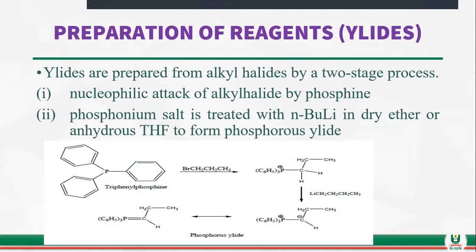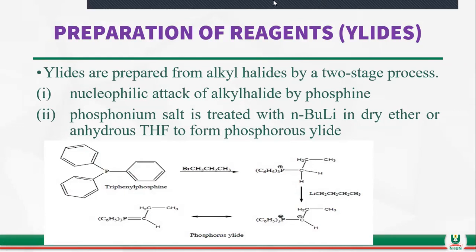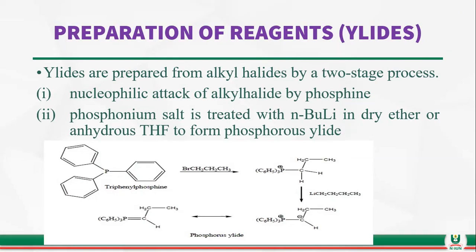Preparation of the ylides. That is the Wittig reagents that will be used in Wittig reaction. Ylides are prepared from alkyl halide in a two-stage mechanism. The first one is the nucleophilic attack on the alkyl halide by the phosphine. And the second one is that the phosphonium salt formed is treated with n-butyl lithium in either dry ether or anhydrous tetrahydrofuran to form our phosphorus ylide, which is called the Wittig reagent.